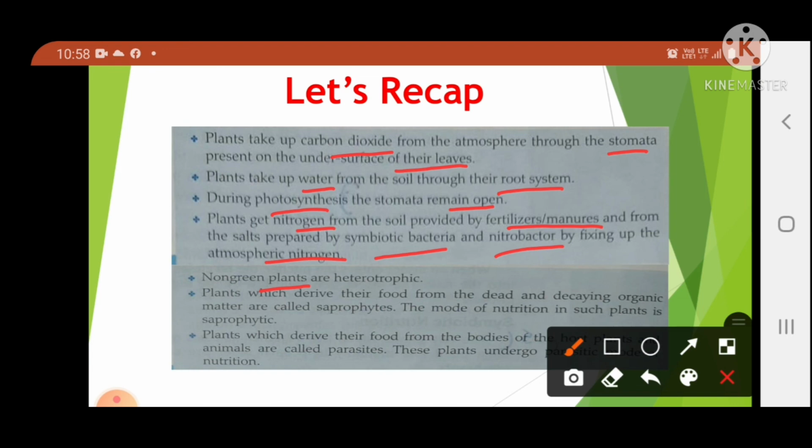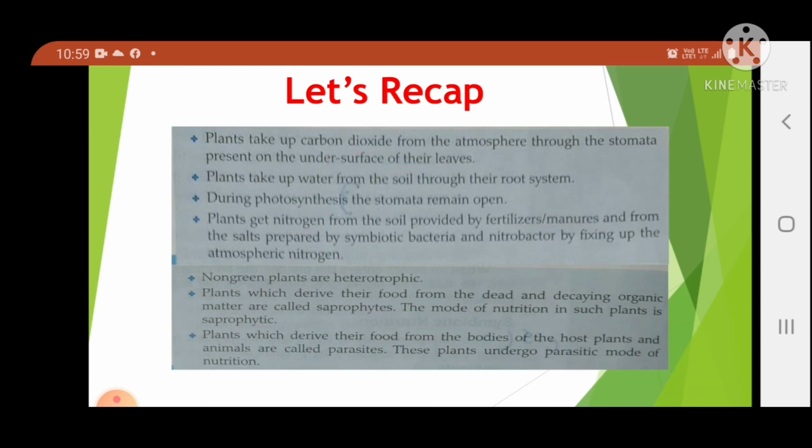Non-green plants are heterotrophic. Plants which derive their food from dead and decaying organic matter are called saprophytes. The mode of nutrition in such plants is saprophytic. Plants which derive their food from bodies of host plants and animals are called parasites. These plants undergo the parasitic mode of nutrition.